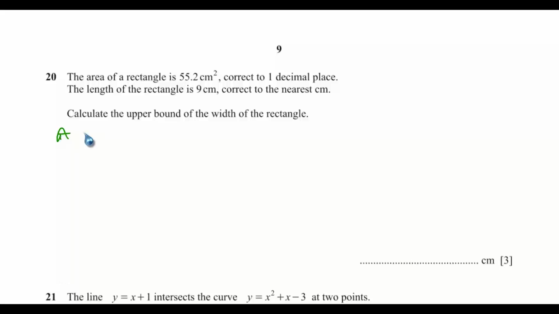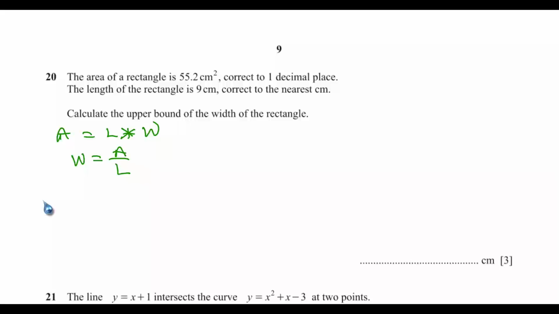So we know that the area of a rectangle equals length times width. So to get the width now, the width will be equal to the area over the length.